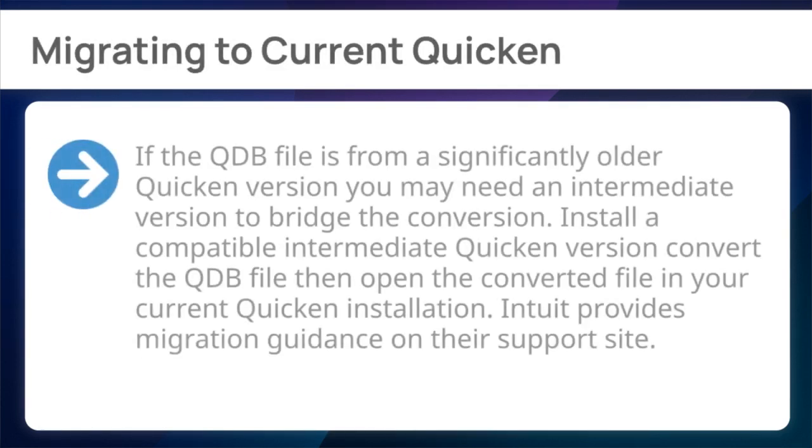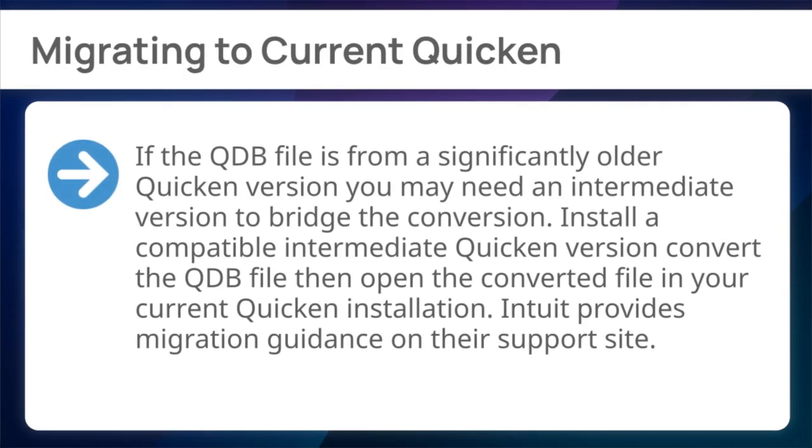Next, migrating to current Quicken. If the QDB file is from a significantly older Quicken version, you may need an intermediate version to bridge the conversion. Install a compatible intermediate Quicken version. Convert the QDB file, then open the converted file in your current Quicken installation. Intuit provides migration guidance on their support site.